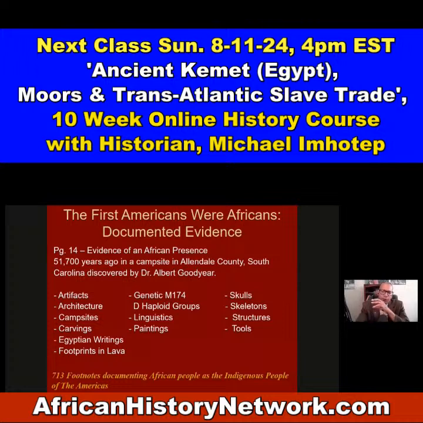And they found 13 different types of evidence thoroughly documenting an African presence in this country going back at least 51,700 years ago. They found artifacts, architecture, campsites, carvings, Egyptian writings, footprints in lava, genetic M174D haploid groups dealing with DNA and genetics, linguistics, paintings, scales, skeletons, structures, and tools.